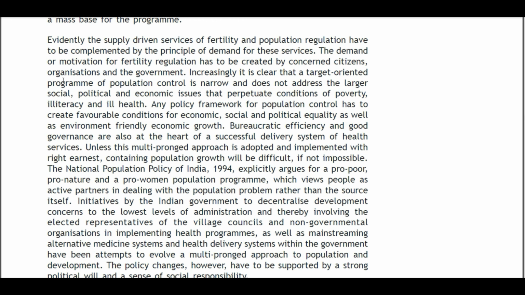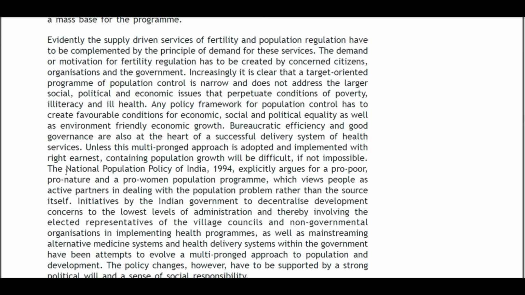Increasingly, it is clear that the target-oriented program of population control is narrow and does not address the larger social, political and economic issues that perpetuate conditions of poverty, illiteracy and ill health. Any policy framework for population control has to create favorable conditions for economic, social and political equity as well as environment-friendly economic growth. Bureaucratic efficiency and good governance are also at the heart of a successful delivery system of health services. Unless this approach is adopted and implemented in right earnest, containing population growth will be difficult.